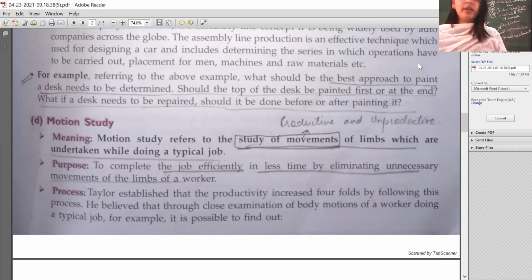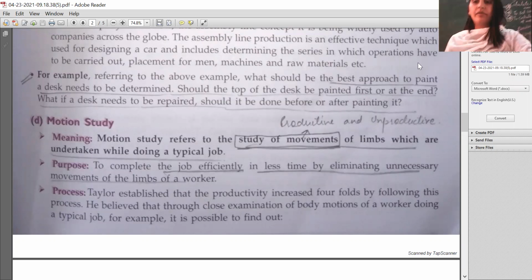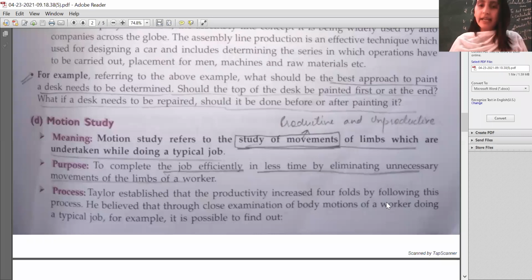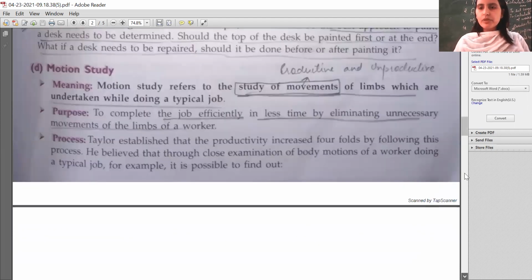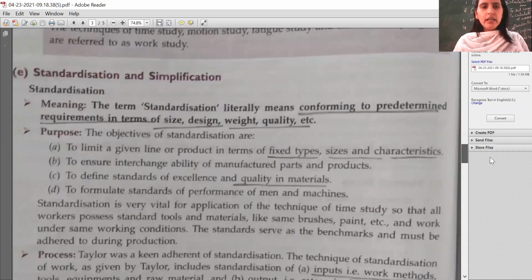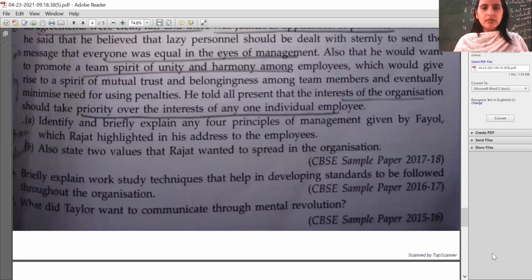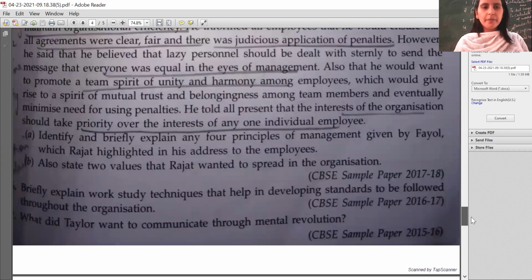Let's read it from the book now. PDF is there in front of you. We can read it from here. Motion study refers to the study of movements of limbs which are undertaken while doing a typical job. Purpose of this study is to complete the job efficiently in less time by eliminating unnecessary movement of limbs of a worker. Process I am going to skip. We are going to cover here the example. This we will cover tomorrow.